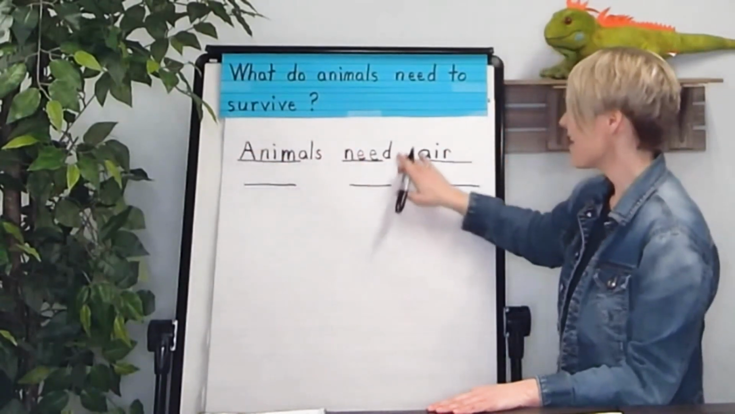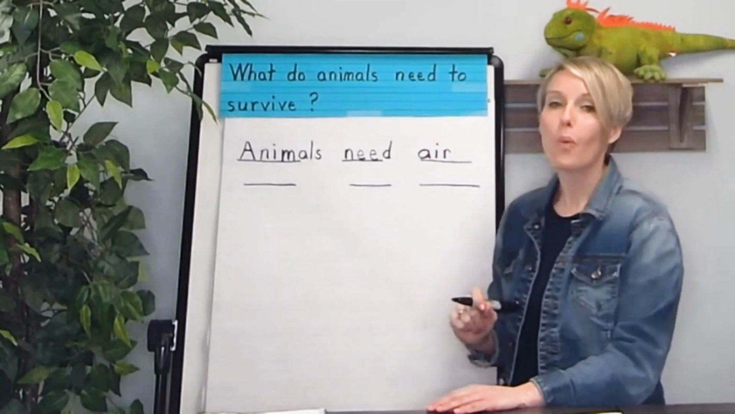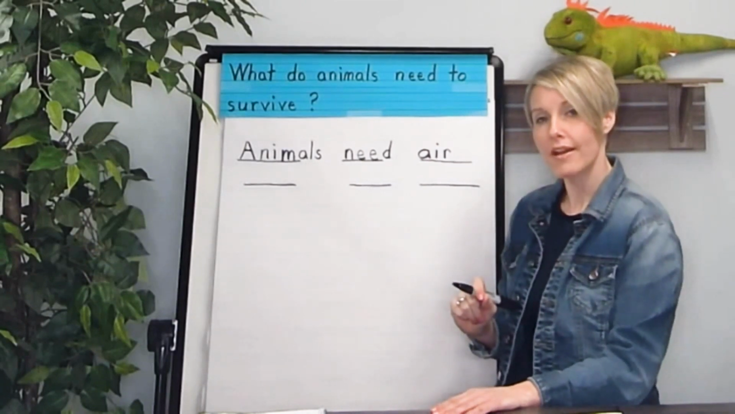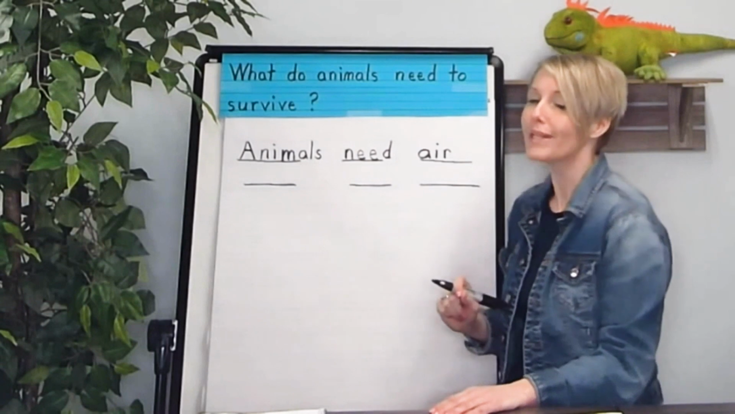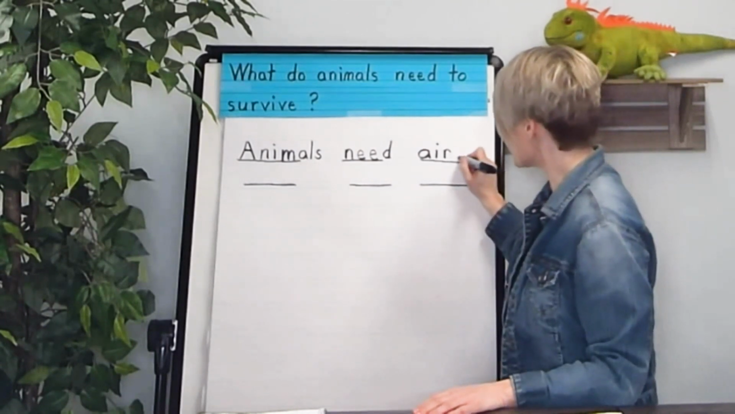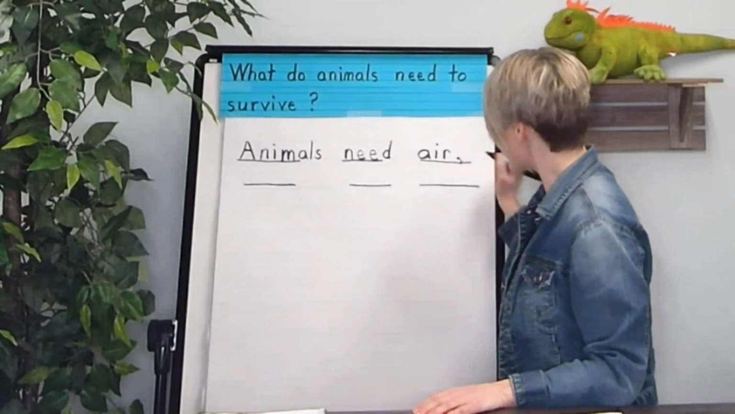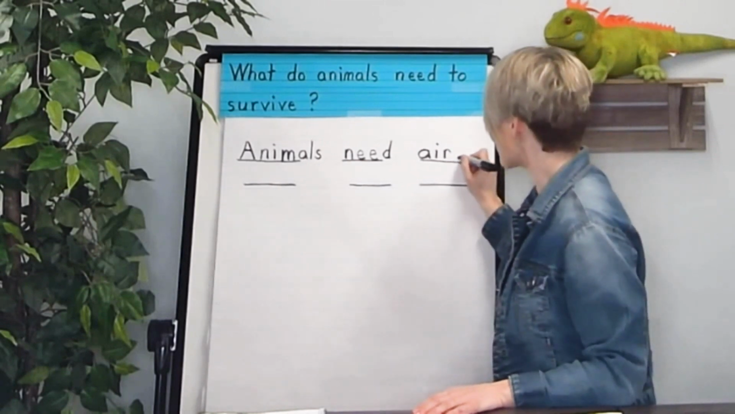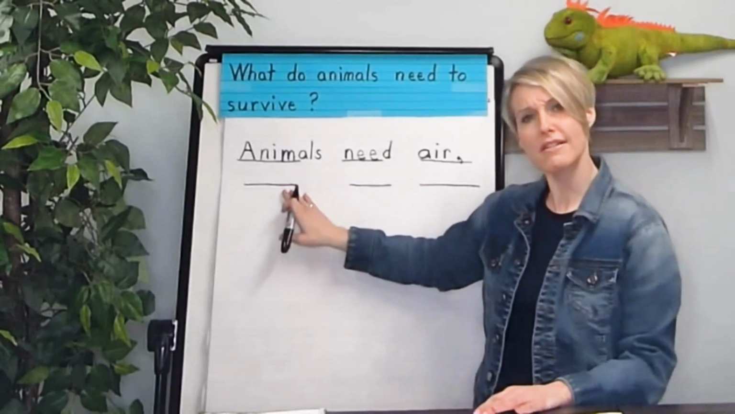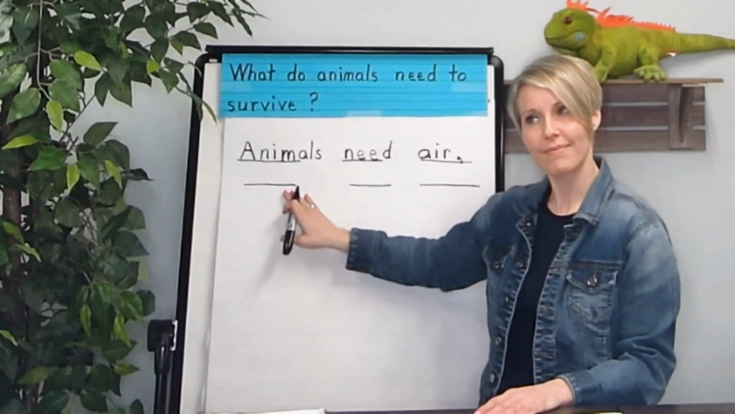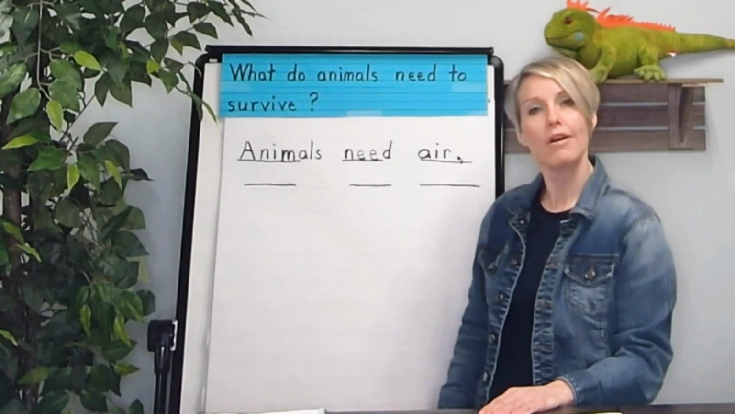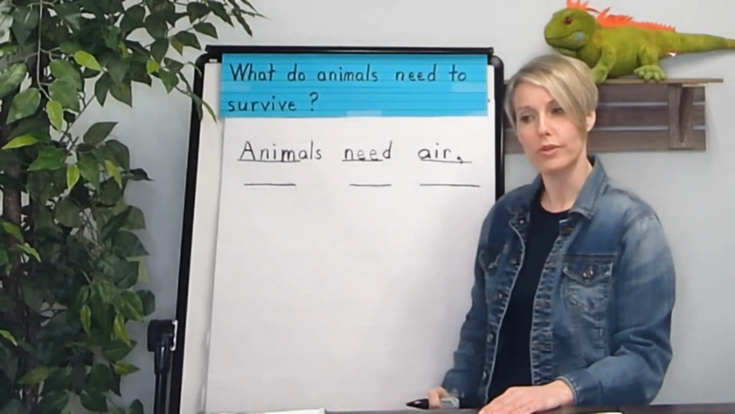Animals need air. When we make a list, we have to remember to put in our commas. Commas tell us that we're listing or when to pause. This is what a comma looks like. It looks like a period with a little tail. That's a comma. Animals need air. What else did animals need? You're right, they need food, just like you and I do. What are the sounds we hear in the word food?